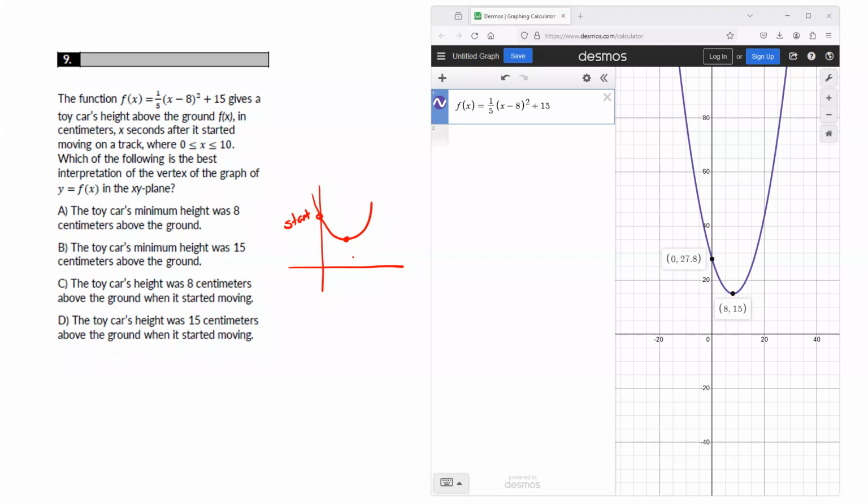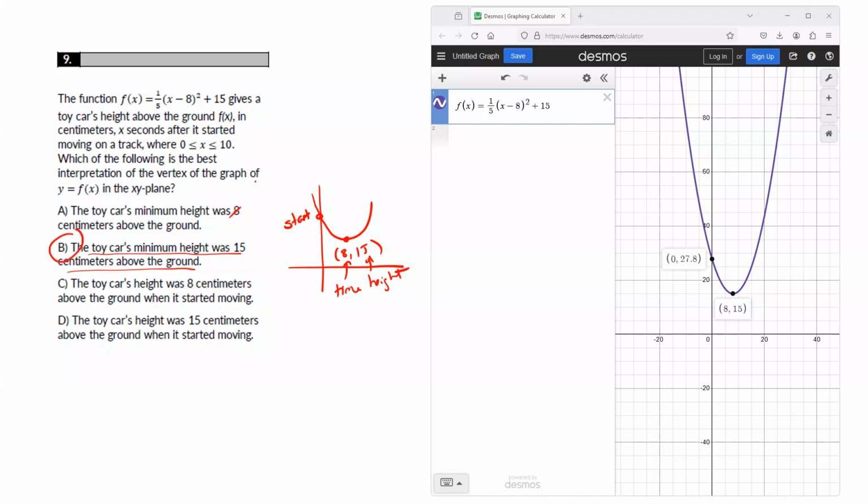And it's not at the beginning though. It's a few seconds in. It's literally 8 seconds in, and it got as low as 15. Right? So it looks like the toy car's minimum height was 15 right here. Remember, 8 is your time, and 15 is the height. So that's the one we're going for, B.